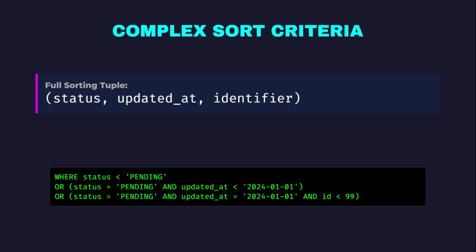Complex sorting, such as sorting by status then by updated at, requires extending the keyset tuple to match the full sort criteria. If the last row was status pending and updated at 2024-01-01, the where clause must check the status first. The condition becomes: where status less than pending, or status equals pending and updated at less than 2024-01-01, or status equals pending and updated at equals 2024-01-01 and identifier less than last identifier. The composite index must match this full sort order exactly: status, updated at, and identifier. Any deviation in the index definition will force a less efficient operation.